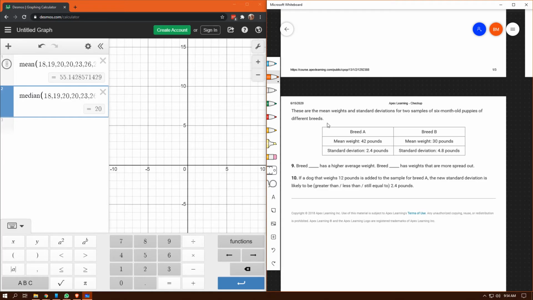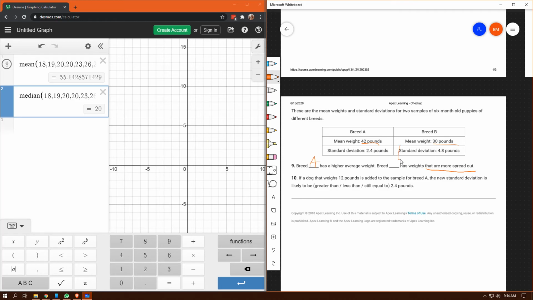Okay, we got mean weights and deviations for 2 samples of puppies. Breed A has the higher average weight, right? So breed A has 42 pounds. Breed B has 30 pounds. And breed B has weights that are more spread out, right? So obviously we can easily tell that breed A has a higher average weight. That's obvious. Now, which is more spread out?